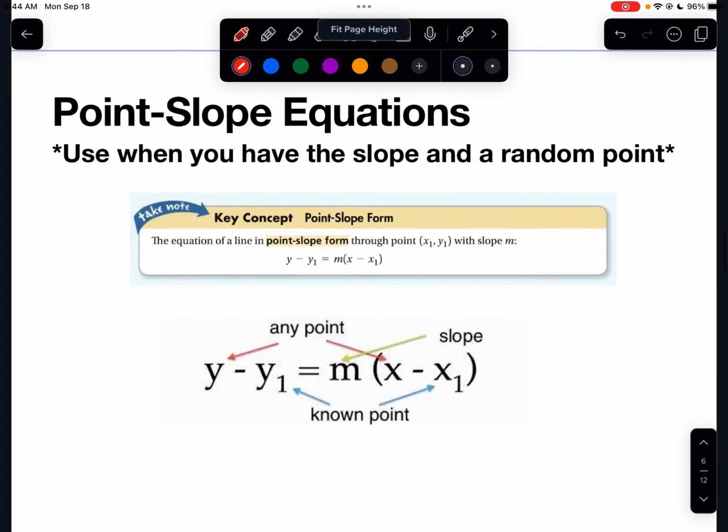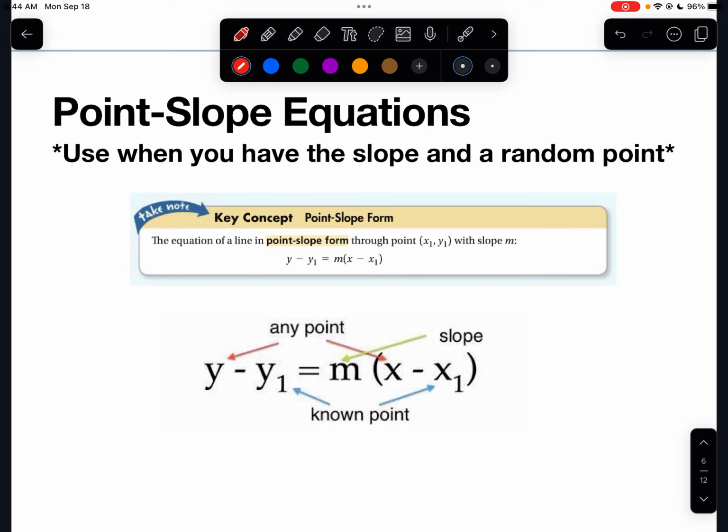So what are the other formats? Well, another format for linear equations is the point-slope equation. This is more useful when we have the slope and not the y-intercept, but rather some random point. Our format here is y minus y1 equals m times x minus x1, where x1 and y1 are the coordinates of that random point. M is the slope of that line.